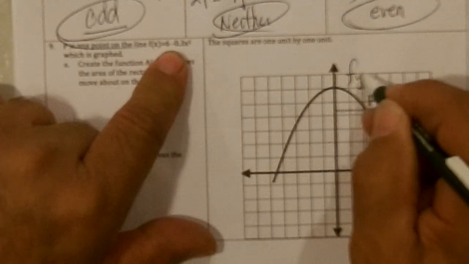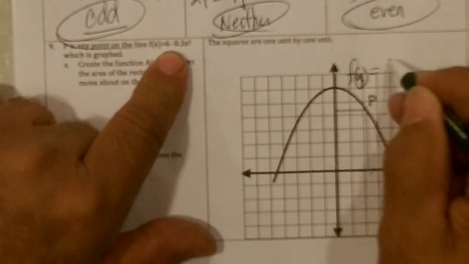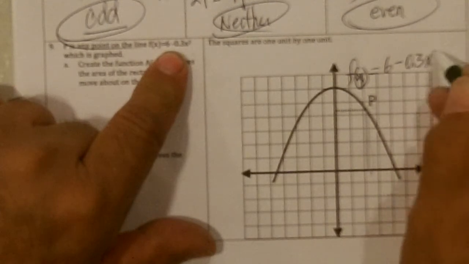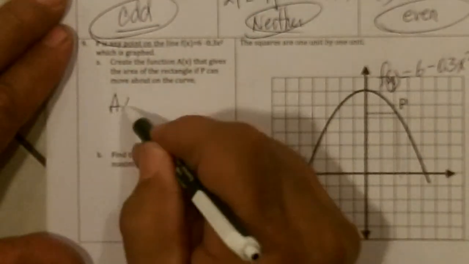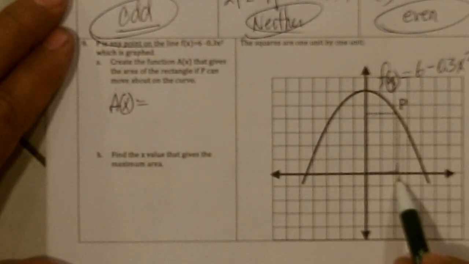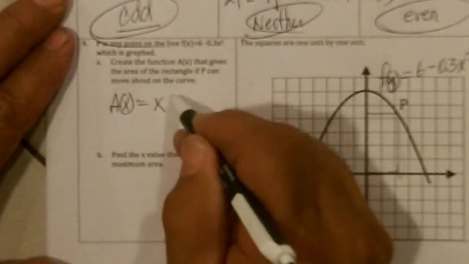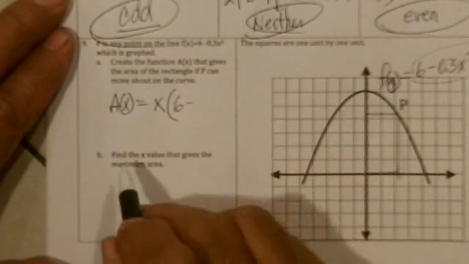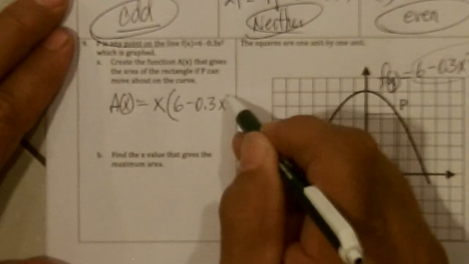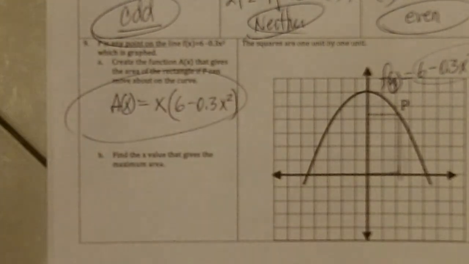And finally, we got this graph. We got a rectangle under this graph. The graph has the equation, the y value, or f of x, is 6 minus 0.3x squared. And they want the area of the rectangle, and that's length times width, whatever way you want to go. That would be the x out to here, because P is at x, y. So it would be x times y, but y is 6 minus 0.3x squared, and that's 2 points.